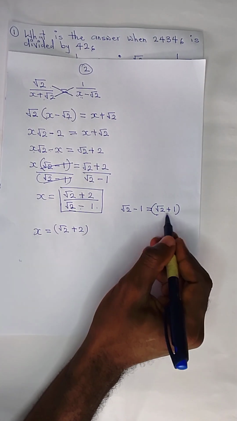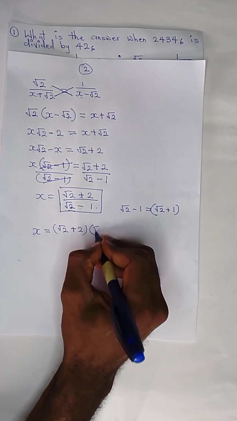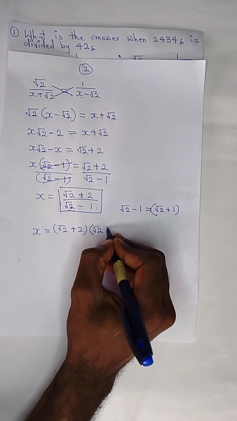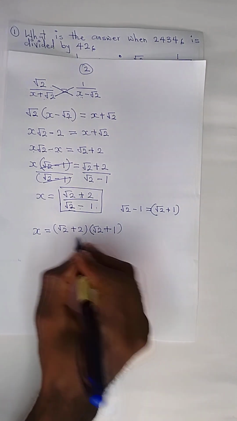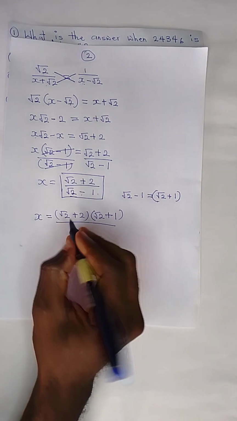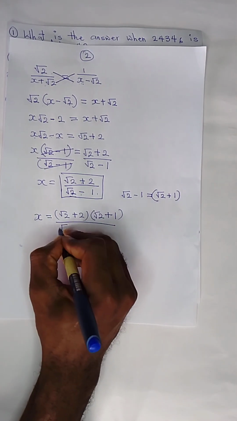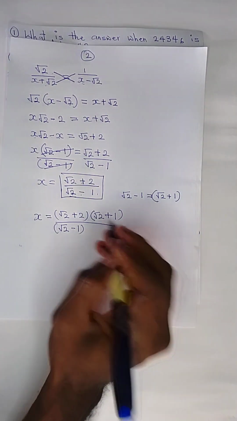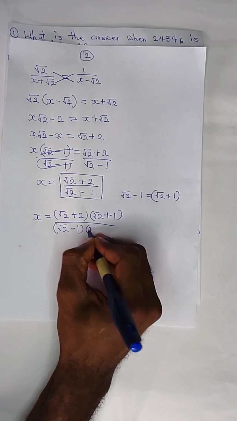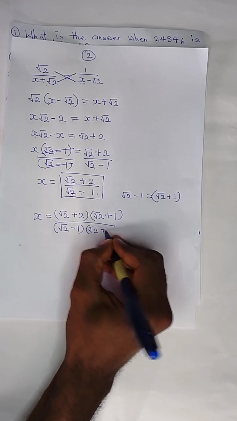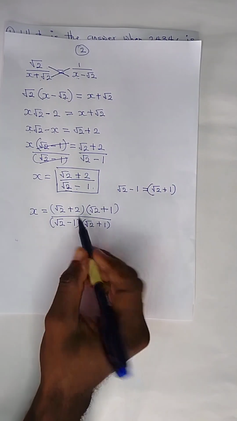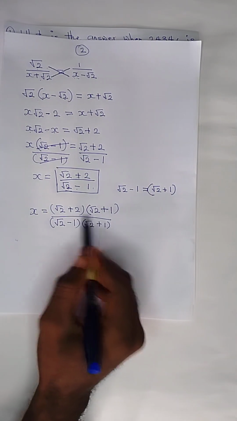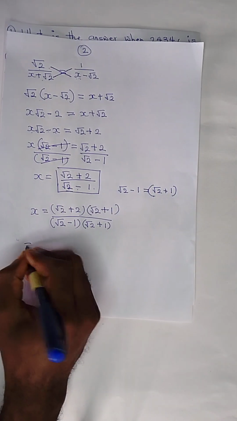Then I will multiply it by this conjugate, which is root 2 plus 1. Then all over, the denominator is root 2 minus 1. Then multiply it by the conjugate, which is root 2 plus 1. So I'm going to open the bracket at the numerator.